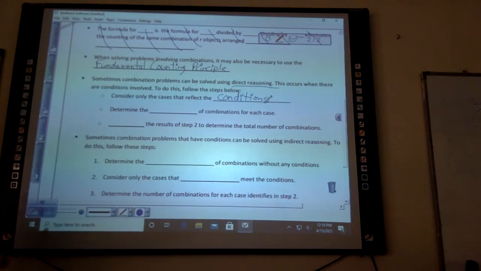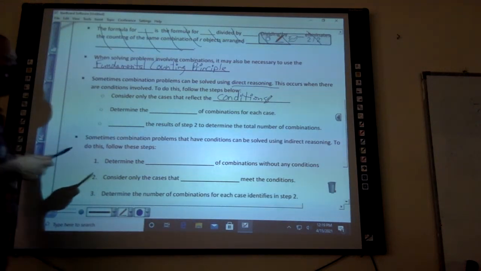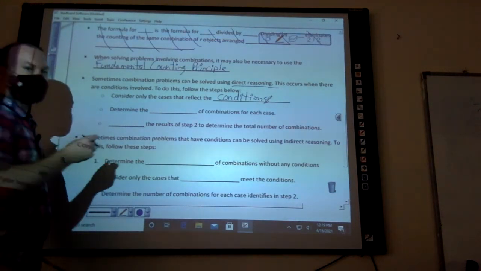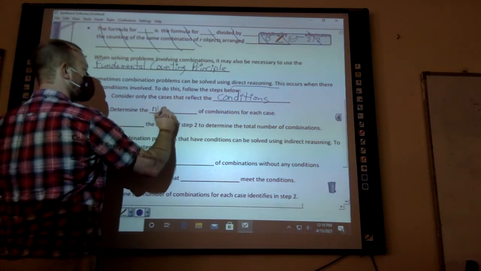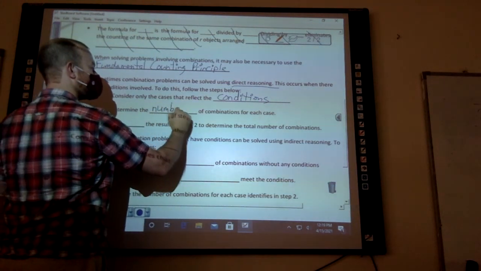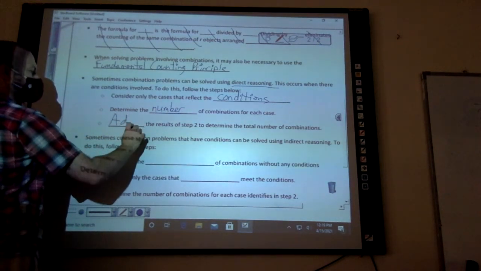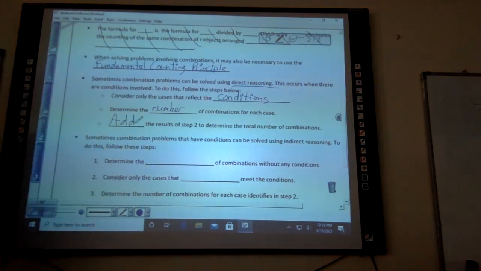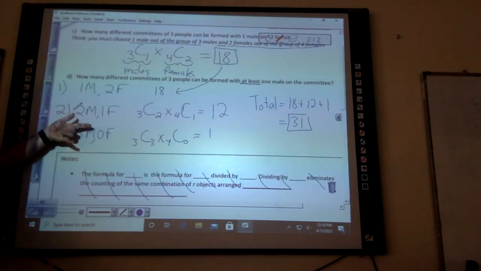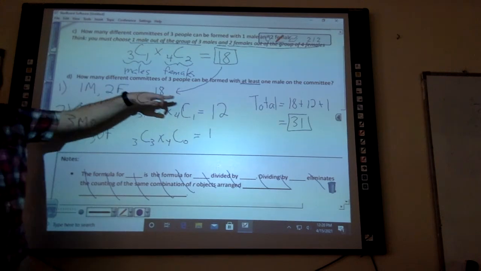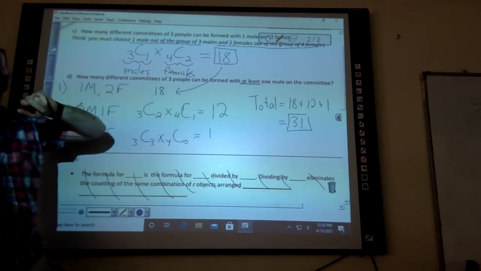So having at least one male, that meets the condition. Consider the number of combinations for each case. And then just add the results. So that's what we did. Here's all the cases that got the outcomes. We found the number for each and then added them.